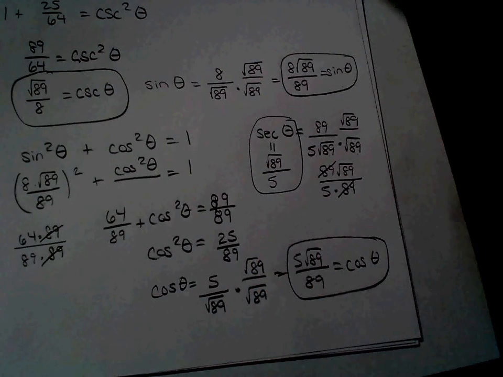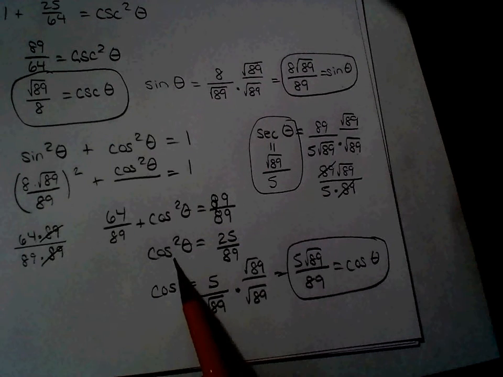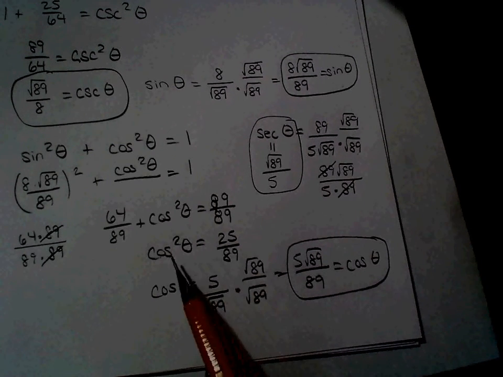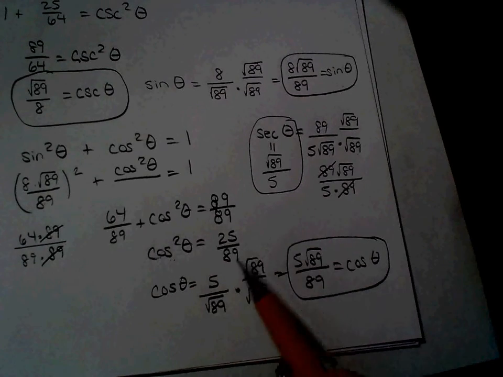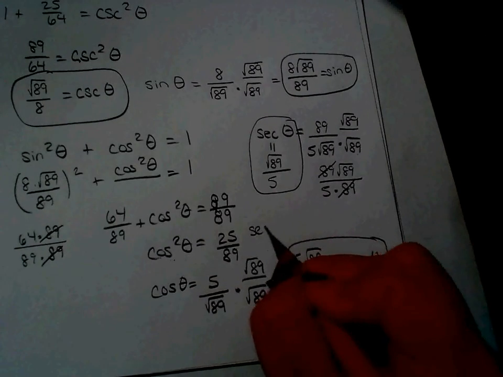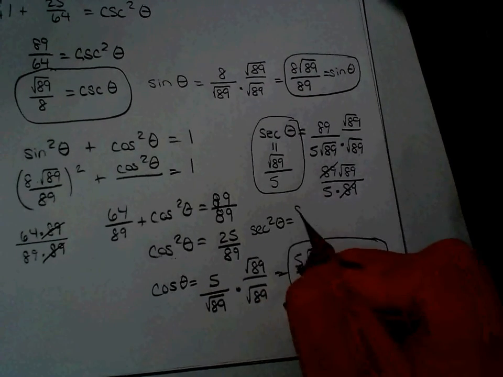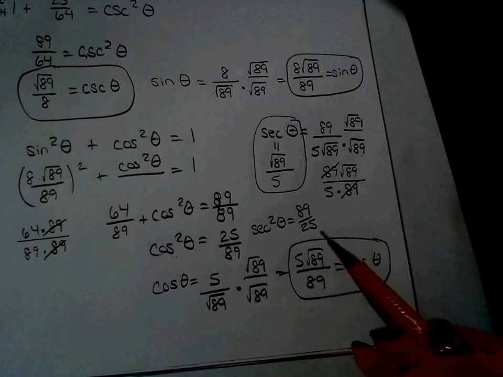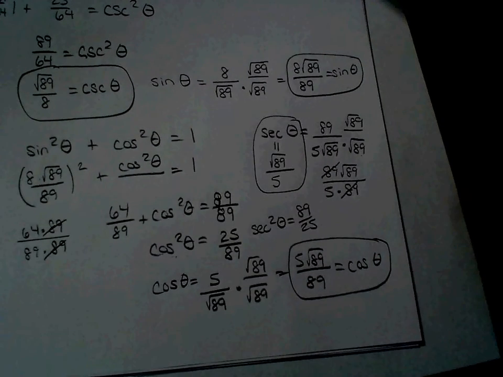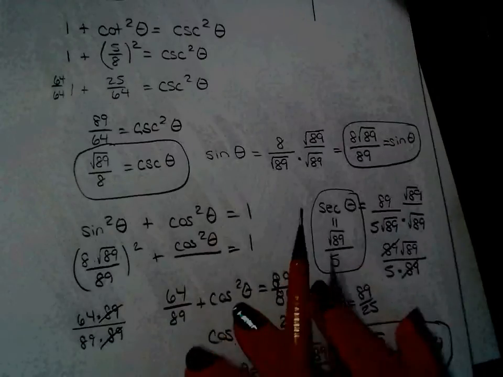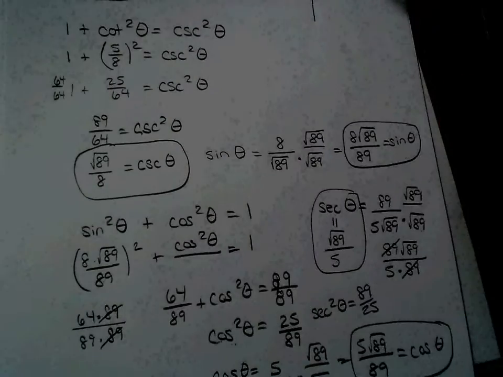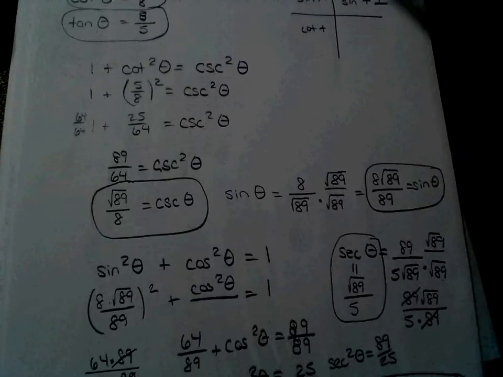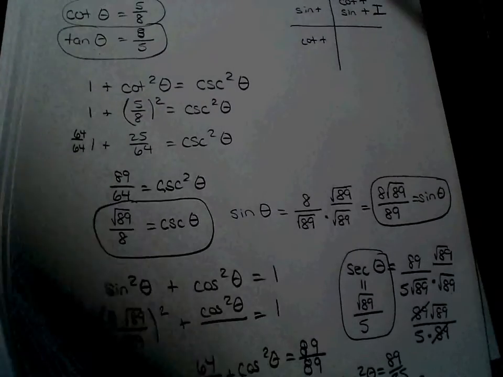An easier way to think about that is back here when you had it squared. If cosine squared is 25 over 89, secant squared is 89 over 25, because they're reciprocals. And then if you want secant, it's the square root of 89 over the square root of 25, which is 5. But I had all 6 positive because we're in the first quadrant. And that is problem number 4.